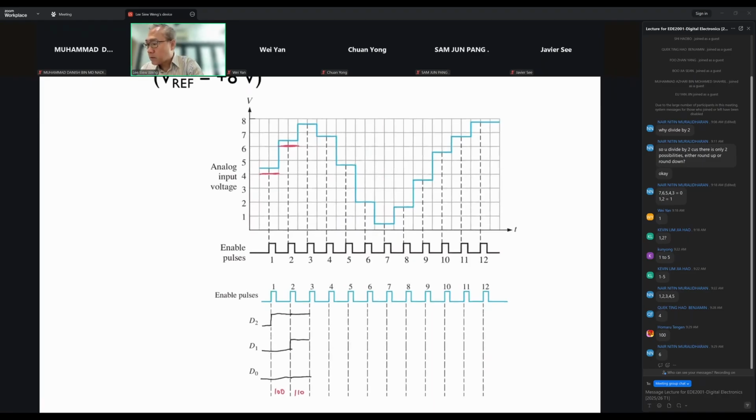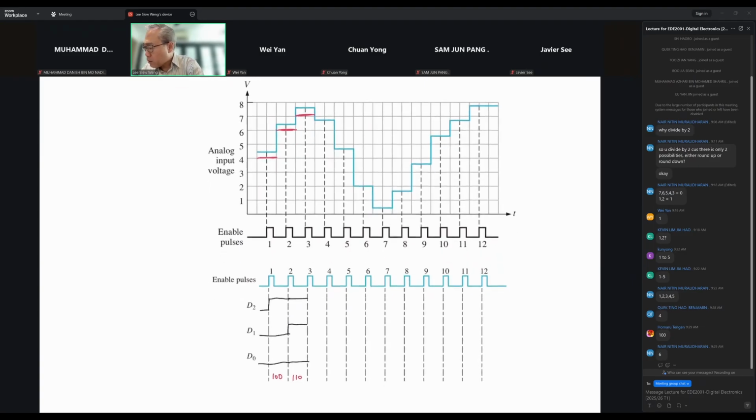Now you can do this for the rest of the questions. Let's take a look. The next one will be 7, and that will be 1, 1, 1. So 1, 1, and 1. Okay, so we can continue doing this.